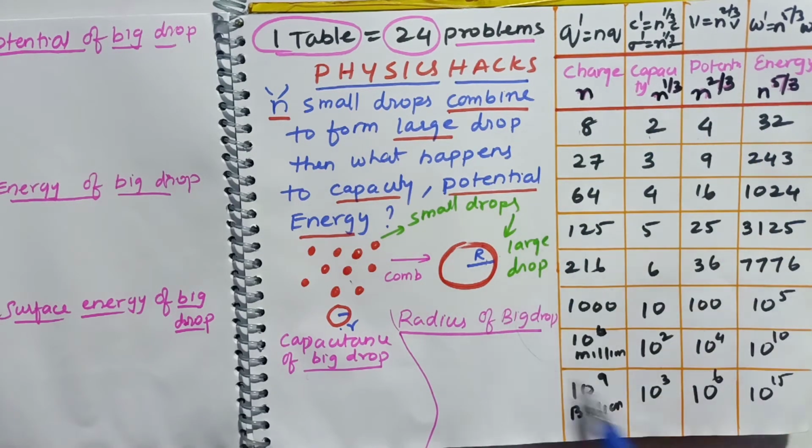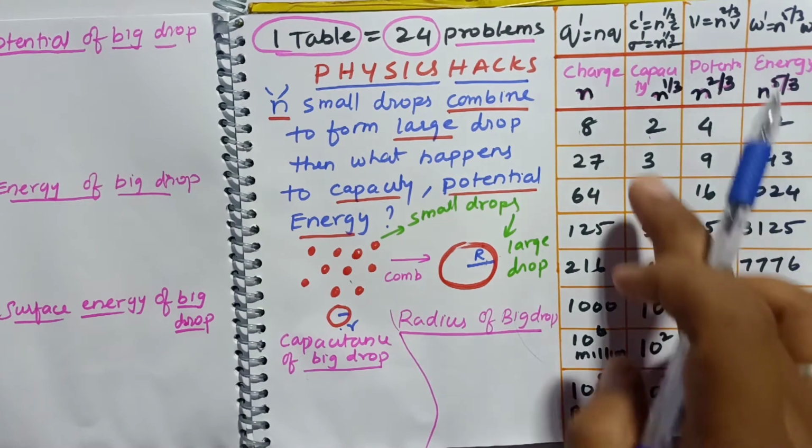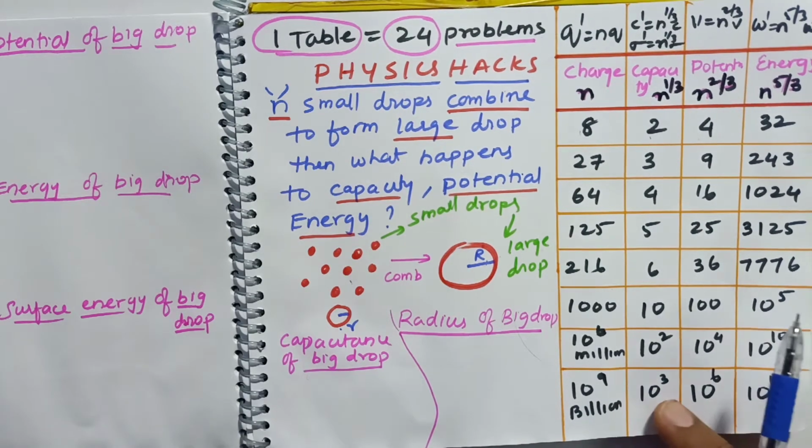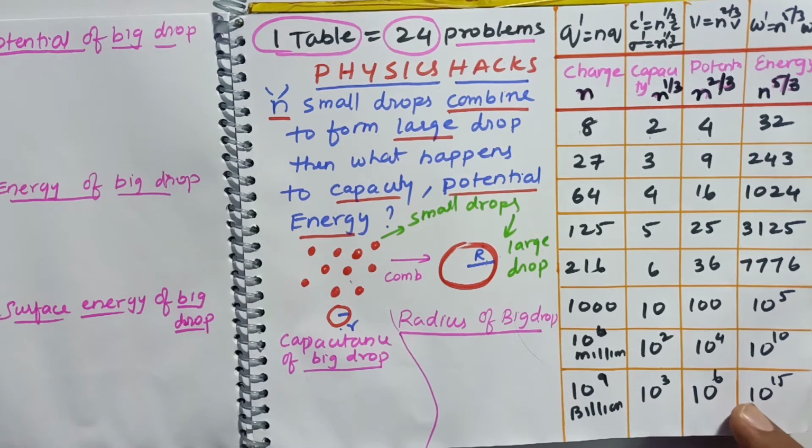This is a tabular column which has 3 rows, and each row has 8 values. 8 into 3 is 24. So this tabular column is equal to 24 problems. We will discuss one by one. For example, we are discussing capacity.